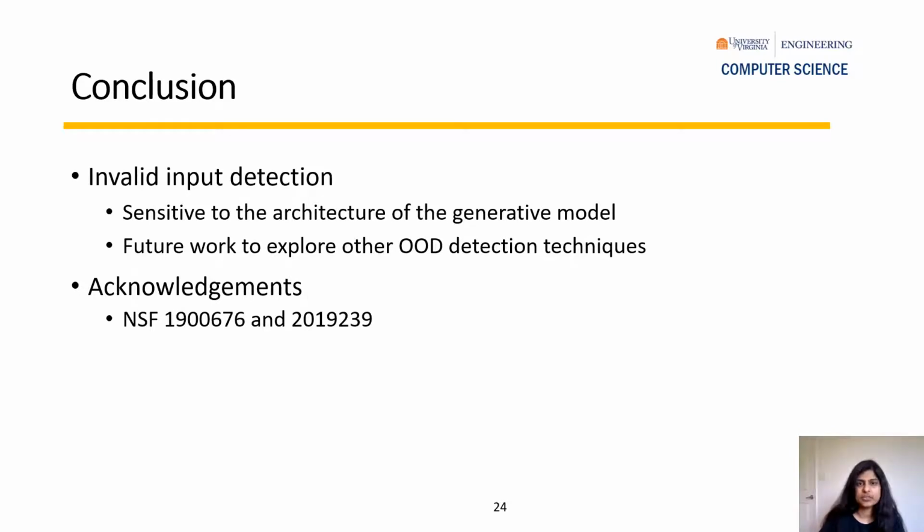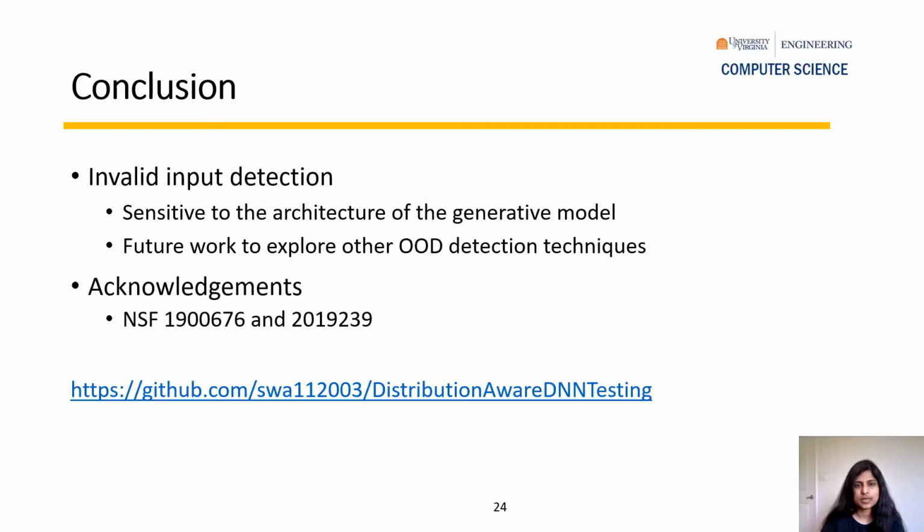Invalid input detection is sensitive to the architecture of the generative model used. We plan to explore using other out-of-distribution input detection models for DNN testing in future. Please refer to our paper for detailed results, and our implementation is available on GitHub and it is open sourced.